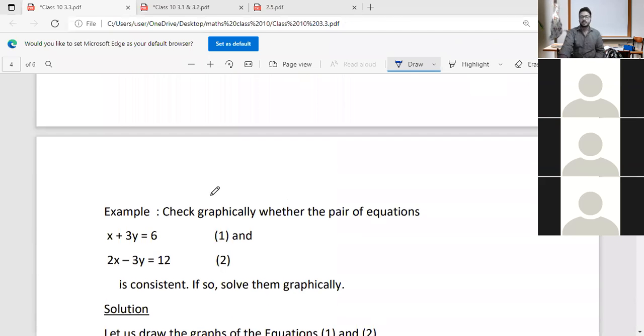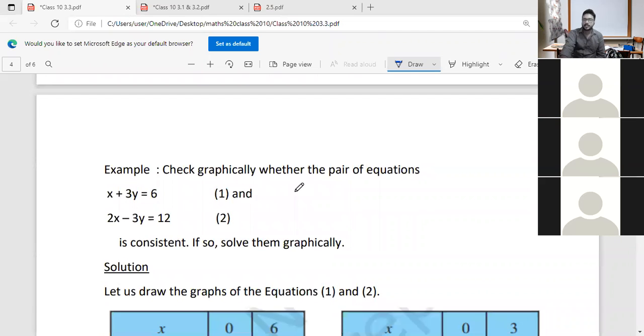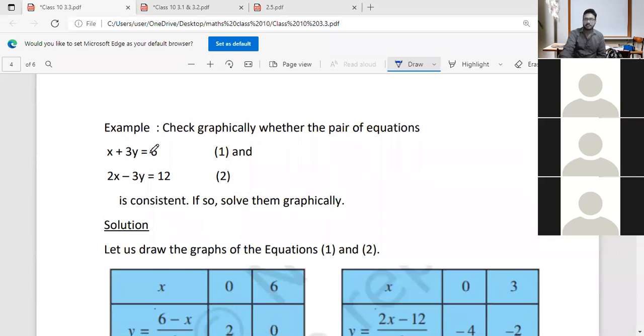Okay, this is the problem session. Check graphically whether the pair of equations is consistent. You will be asked this kind of question. You won't be asked what the meaning of an inconsistent equation is. It will be like this: is the pair of linear equations consistent or not? If it is consistent, solve them graphically. Remember each and every word given to you: solve them graphically. So we can make use of the graph. Let us draw the graphs of these equations.